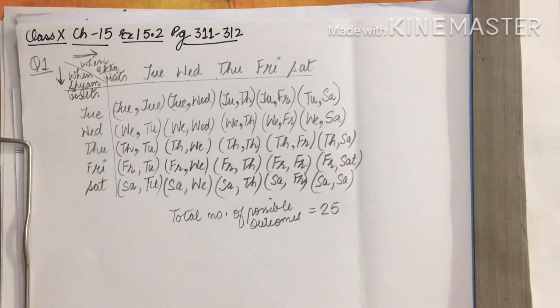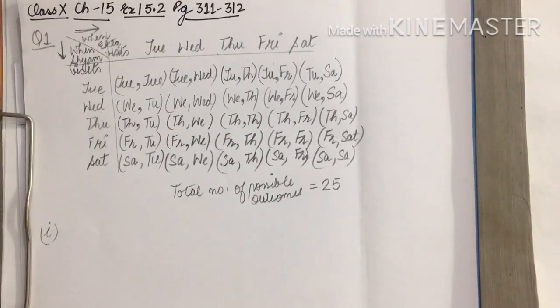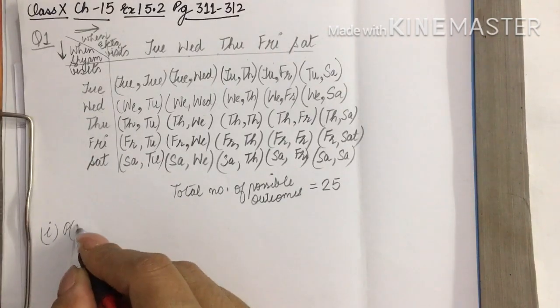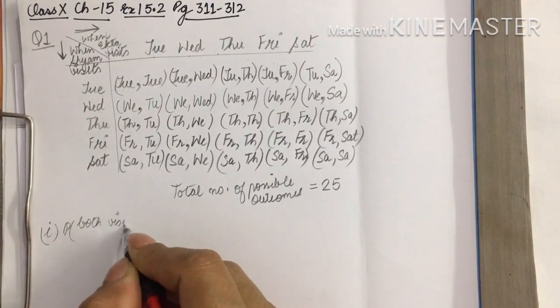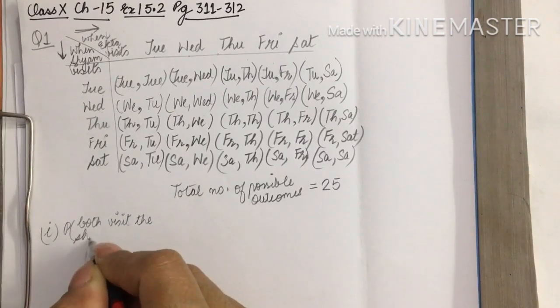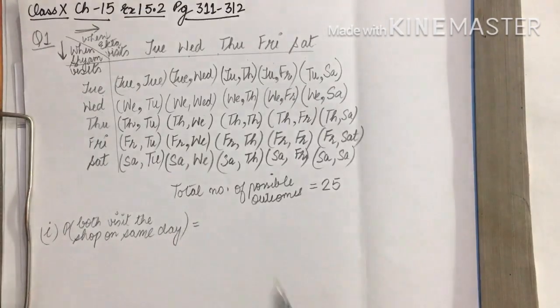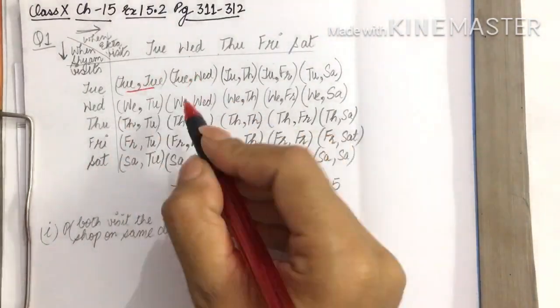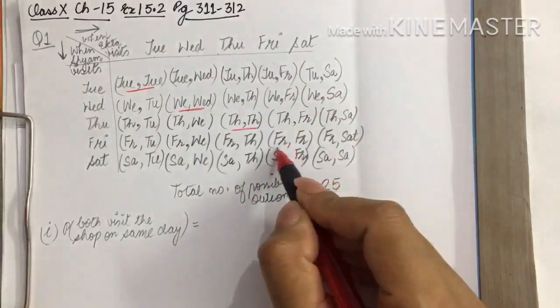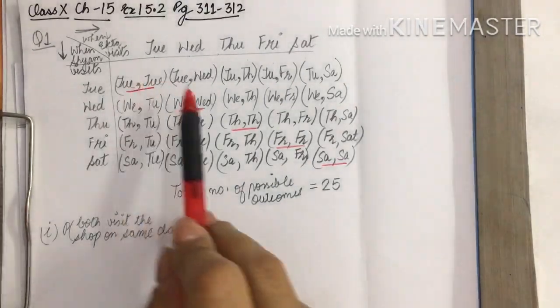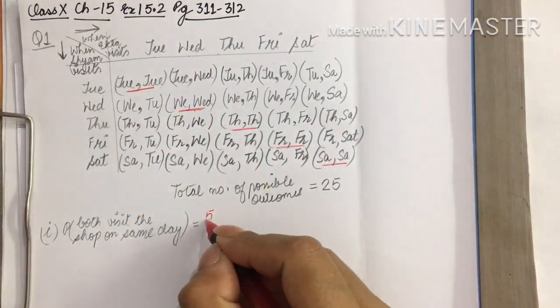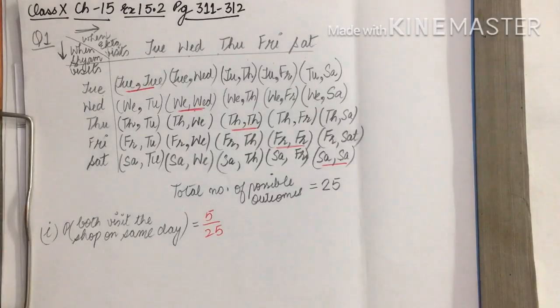Now let us answer what they're asking. In the first part, they are asking what is the probability that they visit the shop on the same day. So the probability both visit the shop on the same day. Let's obtain our answer from the table. So both visit on Tuesday, both visit on Wednesday, both visit on Thursday, Friday, Saturday. 1, 2, 3, 4, 5. So I've got 5 out of 25 outcomes.